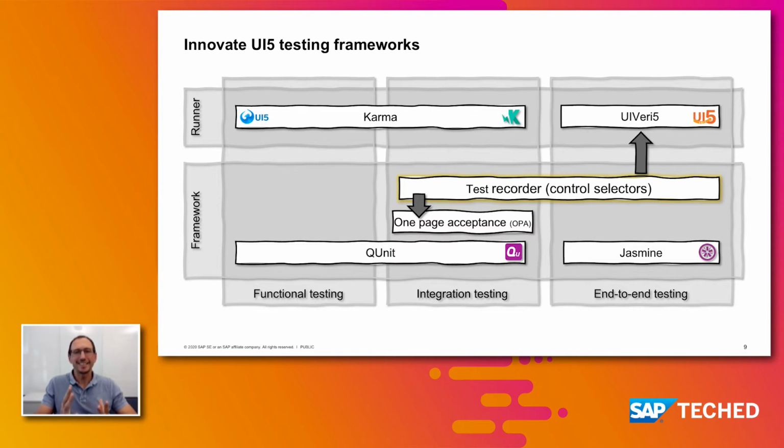And also what you can see in the middle, the test recorder, is also something completely new. I have to admit that test recorder is most likely, or right now, a bit overselling. It's not meant to completely record the tests. However, it is still a very, very useful tool as it gives you the stable control selectors that lead to very stable and robust tests. And these control selectors can then be used in the OPA test, our one-page acceptance test. OPA is an enhancement of QUnit.